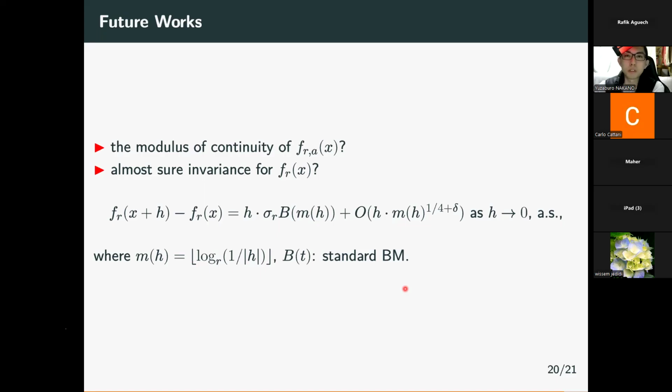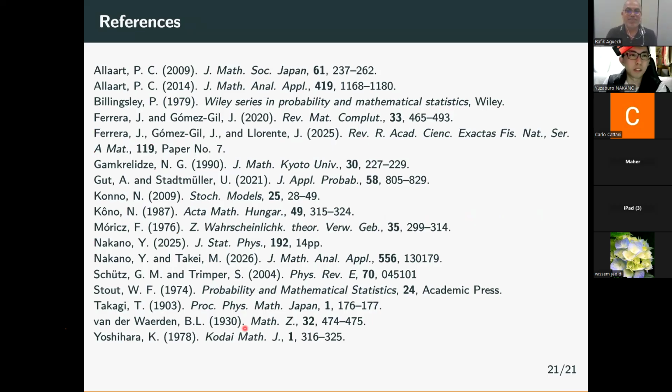And those are the future works for today's talk. Okay, that's all for my talk today.